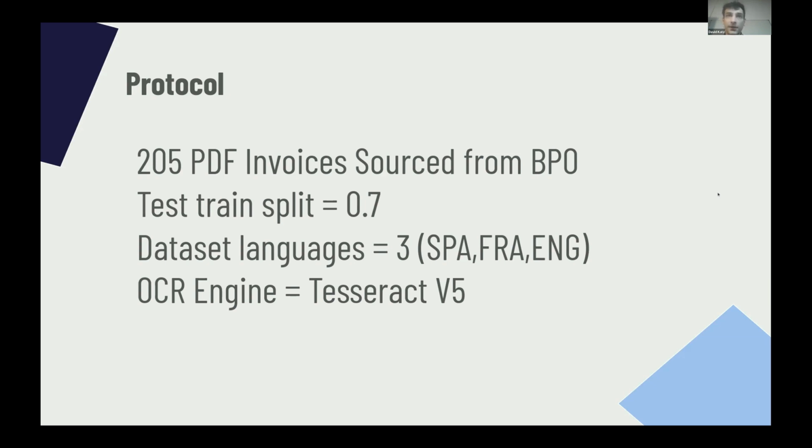Our test train split was 70-30%, and our invoices contained documents in 3 different languages: Spanish, French, and English, proportionally distributed within the 205 invoices. An additional detail about the universal sentence encoder model that is used to create a dense representation of the line, but as well as the single token, is that it supports multiple languages. The OCR engine that we used in this experiment was Tesseract version 5, an open source OCR engine created by Google.